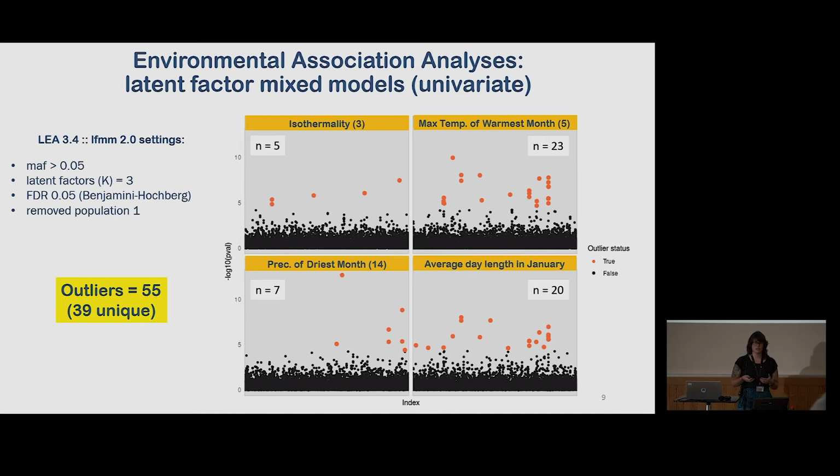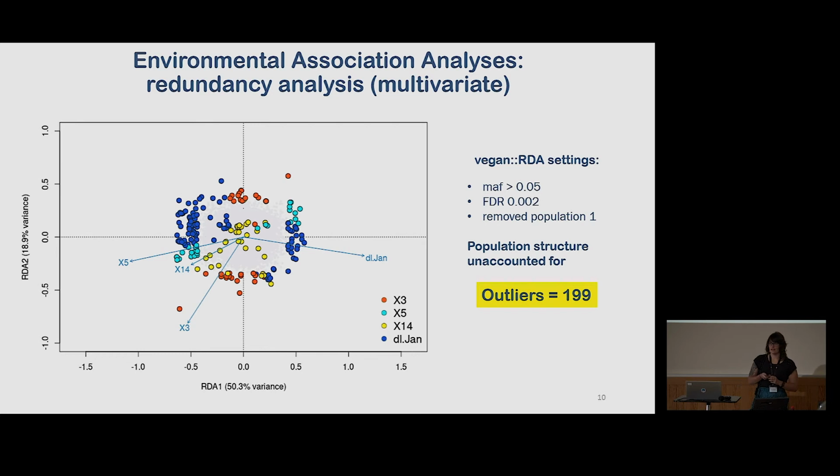So this incorporates population structure data, the latent factors, so I used K3 from the admixture results. I used a fairly lenient false discovery rate of 0.05, and again, I removed population 1. In this analysis, we had about 55 outliers, 39 of which are unique, but again, this may change as we add other variables.